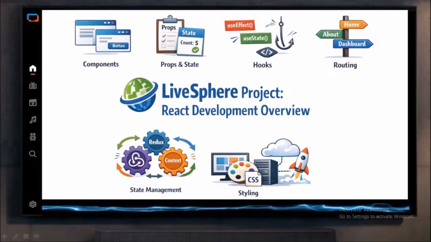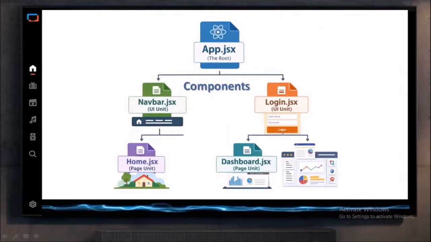So viewers, we have made incredible progress. In just a few steps, we have touched almost every foundational pillar of React development. Here is the breakdown of what we have covered in the LiveSphere project so far. We have covered the components. We built a multi-component architecture. We created app.jsx as the root, navbar.jsx and login.jsx as UI units, and home.jsx and dashboard.jsx as page units. All these are components.